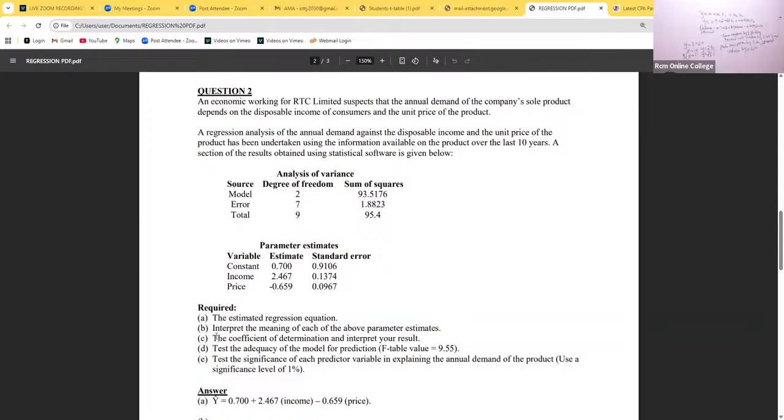Now, part C, I want to see whether there is anybody who would have easily gotten C, where they want us to calculate the coefficient of determination, R squared. Let me give you 1 minute. You try that on your own. We see whether you'll be able to get this.